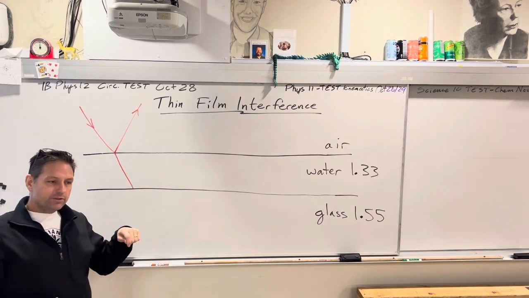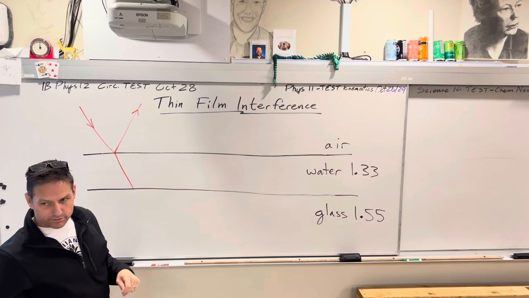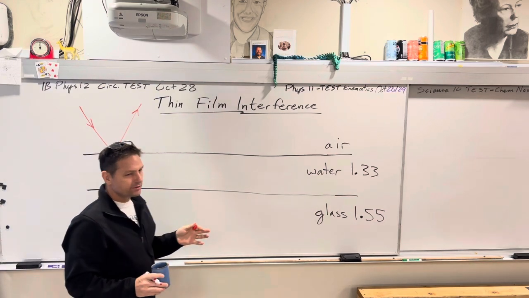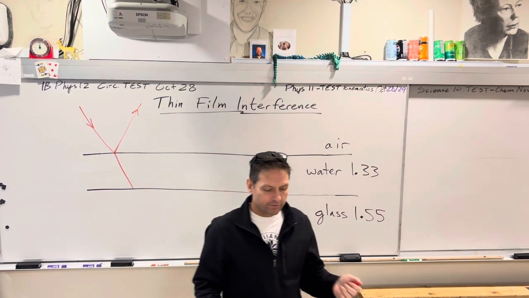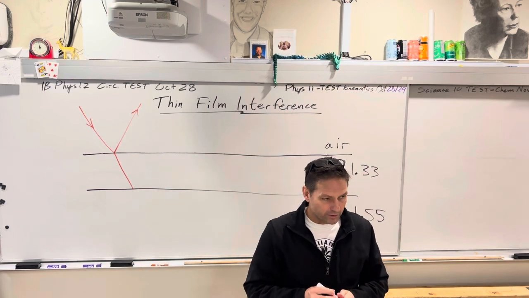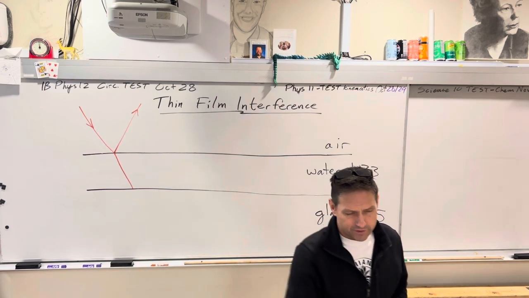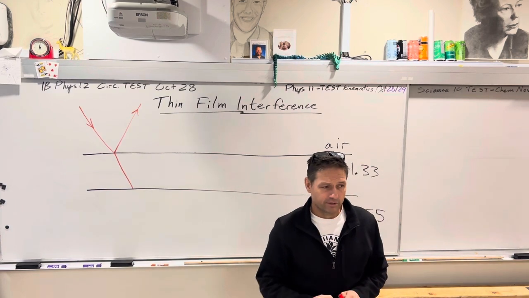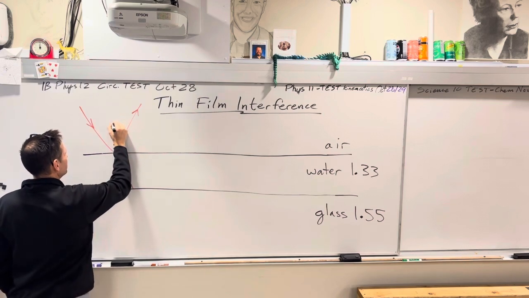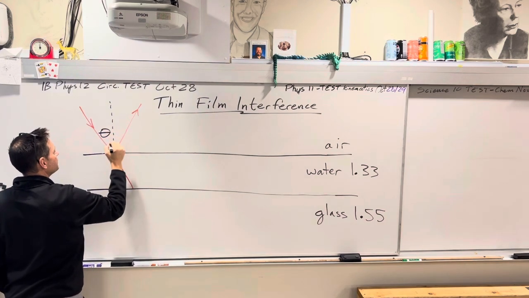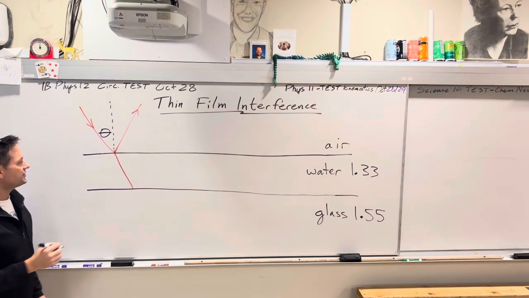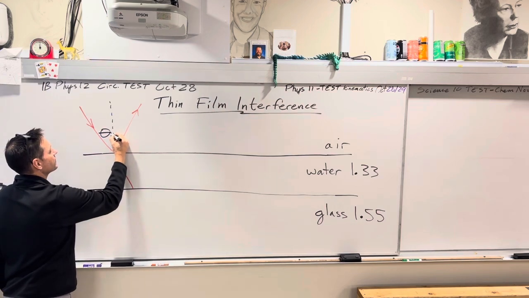When you go into a more dense material, are you going to refract towards the normal or away from the normal? You're going to refract towards the normal. Do you understand what the normal is? What's the normal line? The normal is perpendicular, right? There's an angle here. What would I call that angle? Good. This is the angle of incidence.